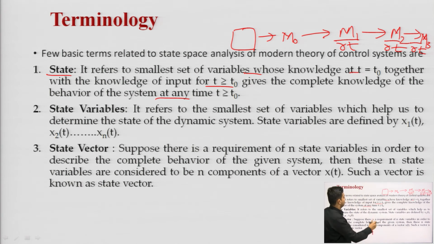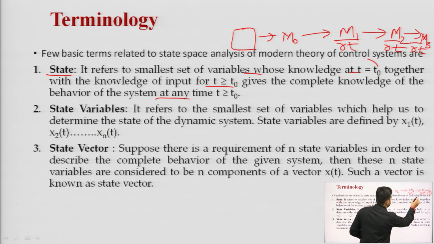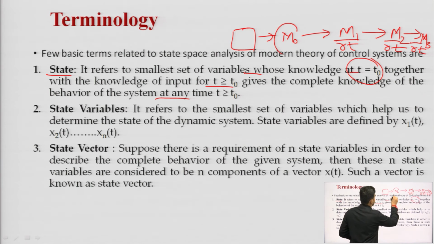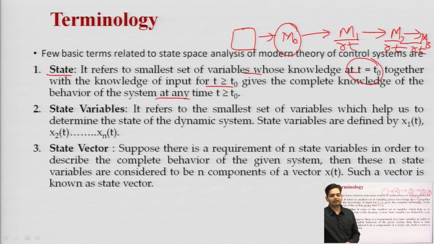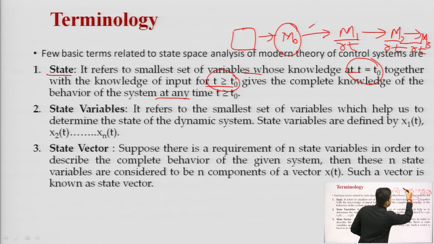So, what is happening? I must know the state at t = t0, that is the state of the mass of the satellite at the earth station, and when it reaches the orbit, for t greater than t0, how my mass is varying.